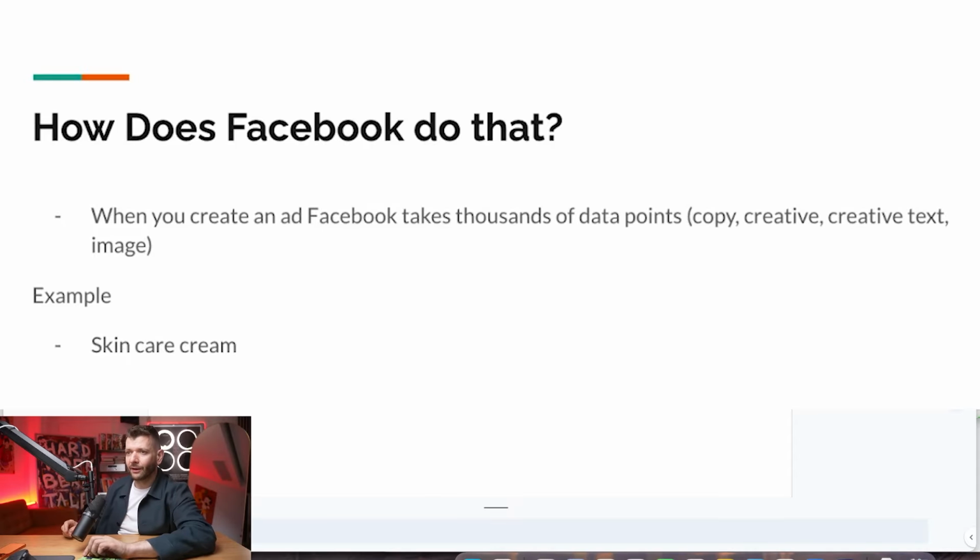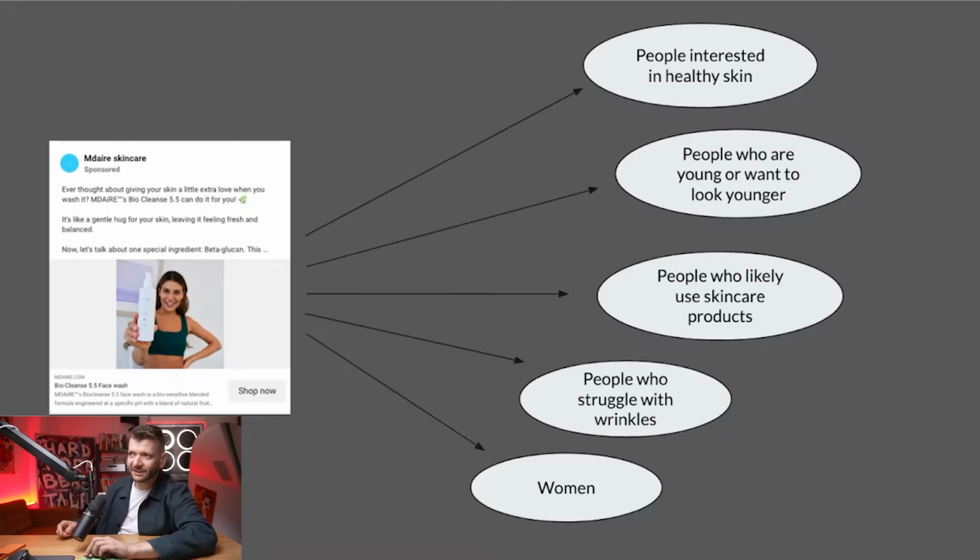So if we take, for example, a skincare cream, like in this example, if you have this ad, this ad would go after people that are interested in healthy skin. Why is it for people that are interested in healthy skin? Because the person here looks like someone who has healthy skin. It's very simple. Then it will also go after people who are young or want to look younger. So that's another filtering criterion that Facebook will use to show your ads.